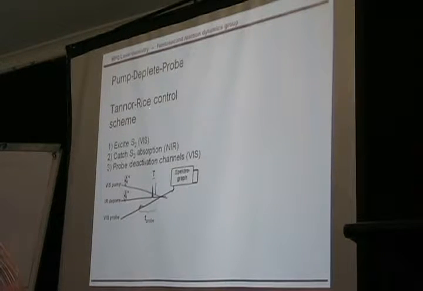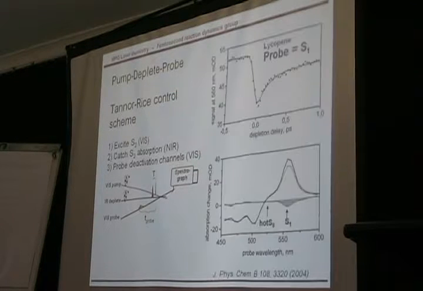What we do is we excite S2, the only optically allowed state. Then we take away the population from the higher excited state with a second pulse, shown in pink here. And then we probe the remaining deactivation channels. And this is what it looks like.